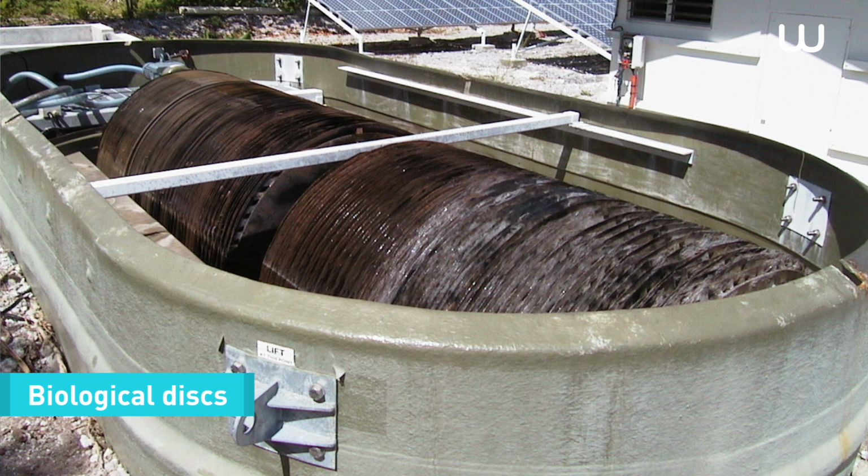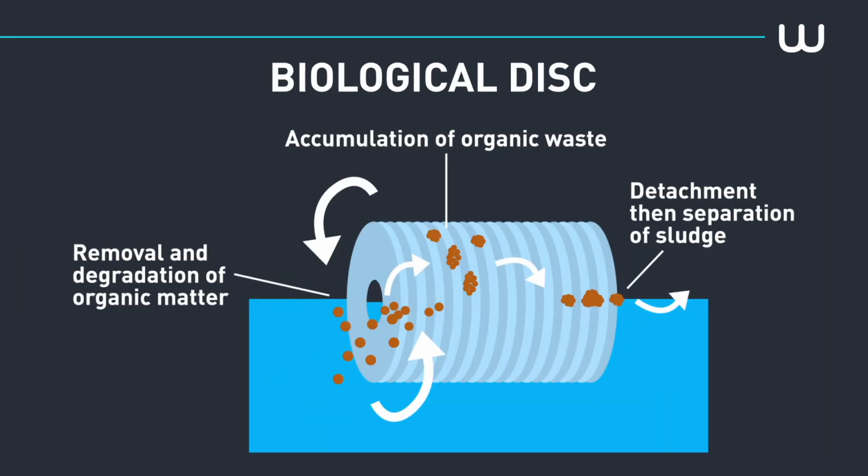Biological discs are a process also based on the contact of fixed biomass with the water to be treated. Through a rotating movement, semi-immersed discs allow the biofilm present on their surface to be in contact with the water to be purified. The discs are semi-immersed in order to allow the bacteria that break down organic matter and that are present to be oxygenated on a disc.